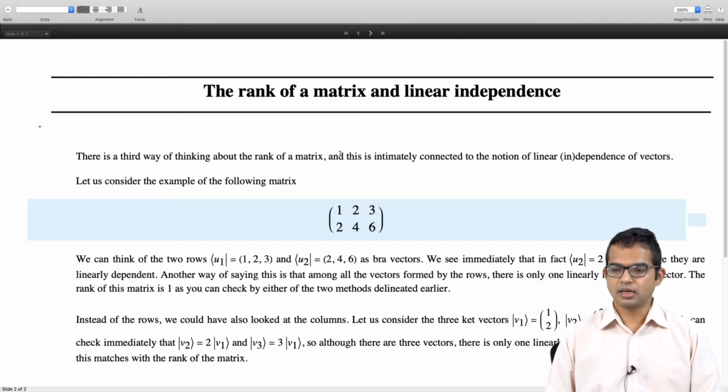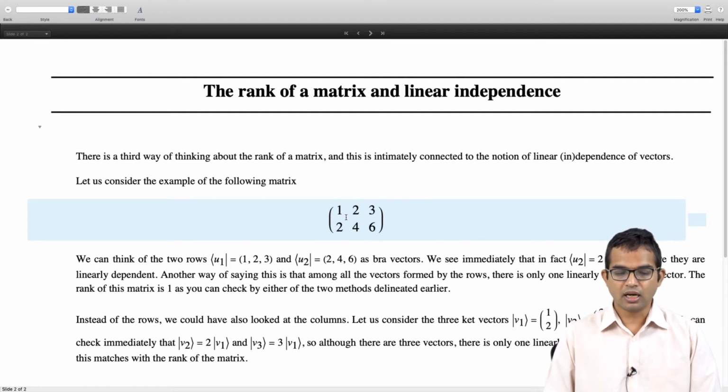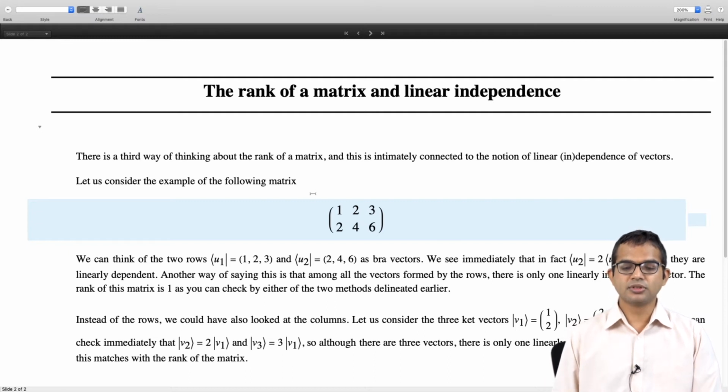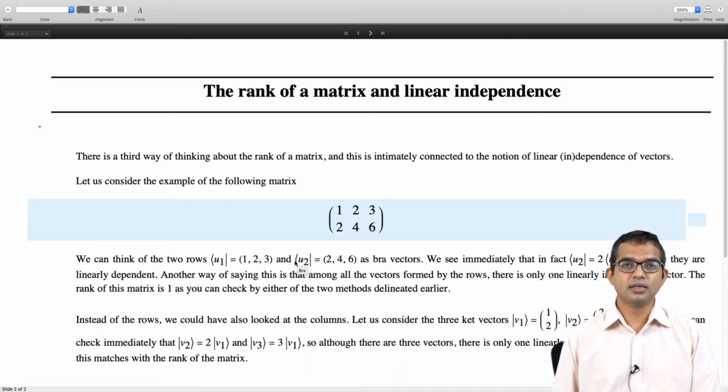Okay, so the idea is, just look at any matrix. I have taken a 2 by 3, 2 rows and 3 columns matrix as an example. So the rank of this matrix is really the number of independent rows, right? So there are 2 rows, u1 and u2. We can use our vector notation to represent these rows. So there are 2 row vectors, u1 and u2, and we immediately see that in fact u2 is 2 times u1. So u2 and u1 are not linearly independent. Although you have 2 vectors, there is only one linearly independent vector.